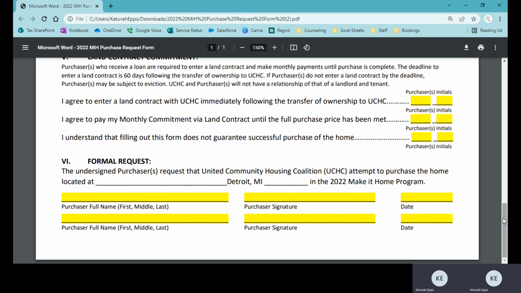At the bottom is the formal request. It says the undersigned purchaser or purchasers request that UCHC attempt to purchase the home located at, and we insert in your address there, in Detroit, Michigan, in the 2022 Make It Home program. And then you would sign at the bottom.